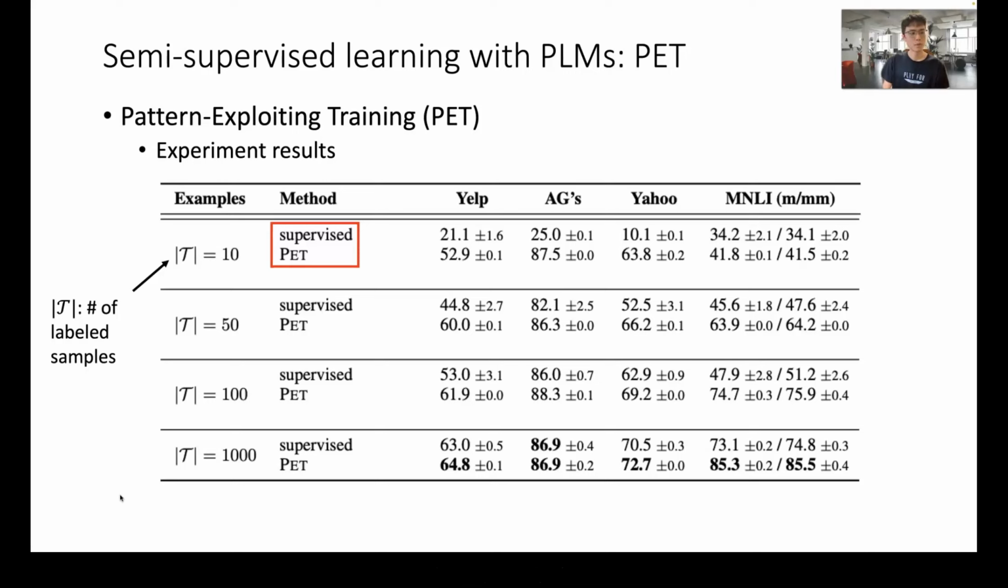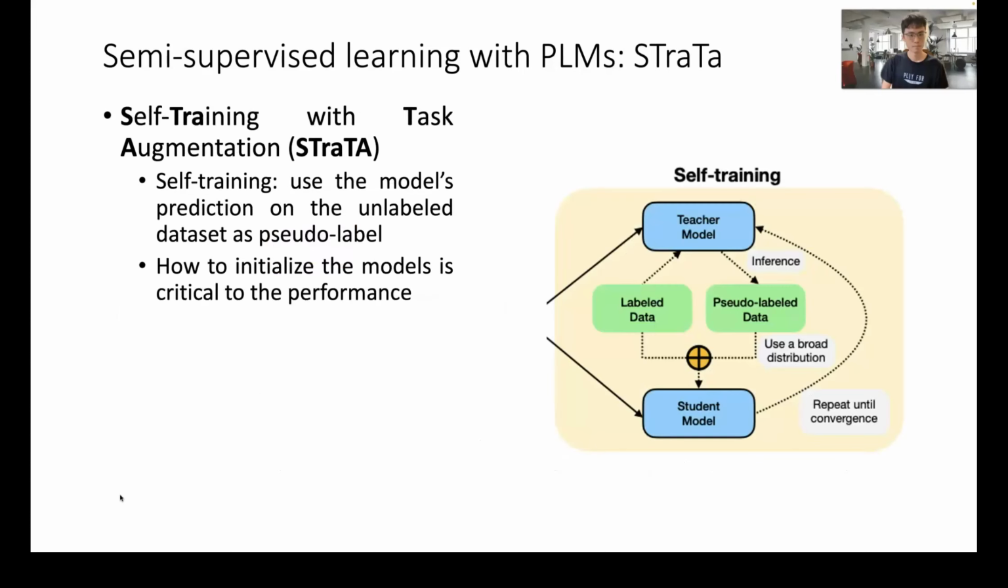In summary, PAT uses human-designed verbalizers and prompt templates to overcome the labeled data scarcity problem, and uses the model trained by prompt tuning to label the unlabeled data.